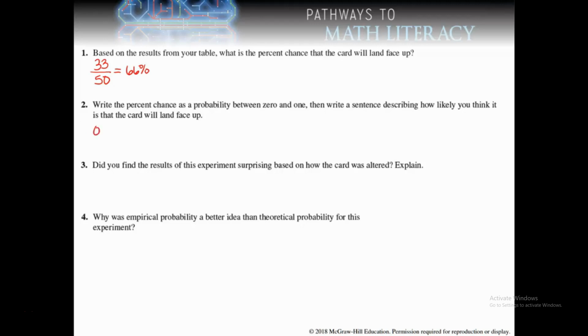And then they want us to write a sentence about that. That means that each time you flip that card, you have a 0.66 probability of it landing face up. Or we could say that on average we would expect it to land face up about 66% of the time.